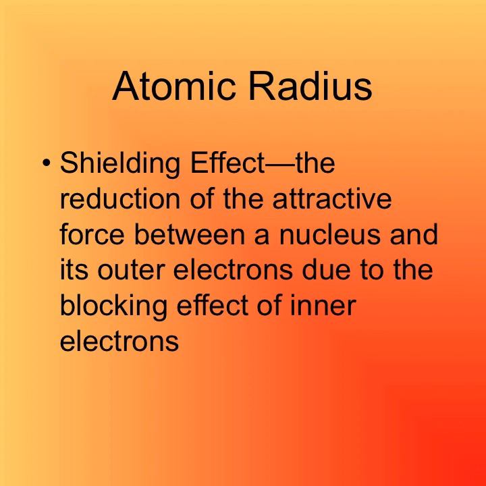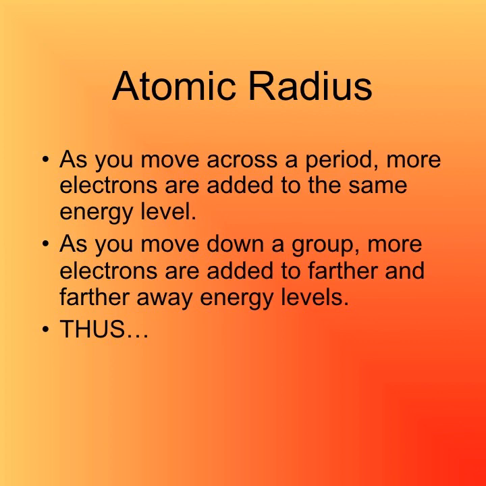What we see with the trend in atomic size is something known as the shielding effect. The shielding effect is the decrease in the attraction between a nucleus and its valence electrons that's due to the blocking by the core electrons, which are the innermost electrons, the non-valence electrons. So the more core electrons we have, the greater the shielding effect is. Which means that as we look at atomic radius, as we move across a period, we have more electrons that are added to the same energy level. As we move down a group, we have more electrons that are added to farther and farther away energy levels.